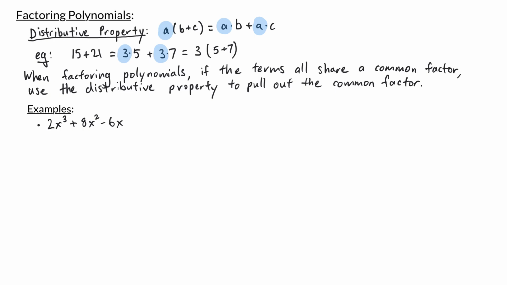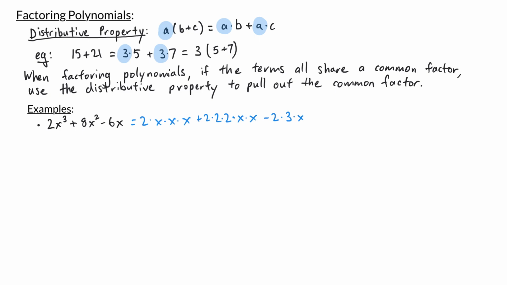So let's start by looking at each term and determining what their factors are. For 2x cubed, we can write this as 2 times x times x times x, since it has 3 factors of x. For 8x squared, well, a prime factorization of 8 would be 2 times 2 times 2, and then x squared has 2 factors of x, and then minus 6x. 6 can be factored as 2 times 3, so I can write this as minus 2 times 3, and then I have 1 factor of x.